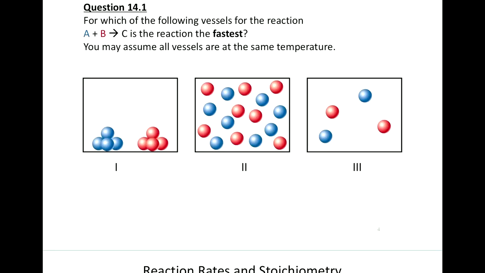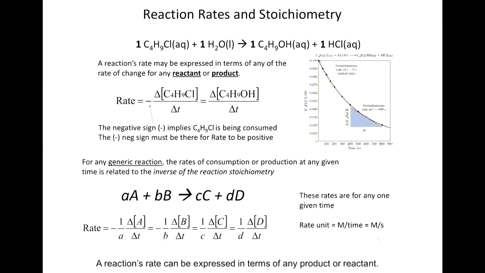Yes. All right. So which vessel do you think will have the fastest reaction rate? Assume they all are at the same temperature. 1, 2, or 3? 2. For what reasons? More concentration, but also it's a gas. Yes, because 3 is also a gas, but the particles are further away from one another. They're not going to be making as many collisions. Okay. All right, so let's talk about reaction rates.